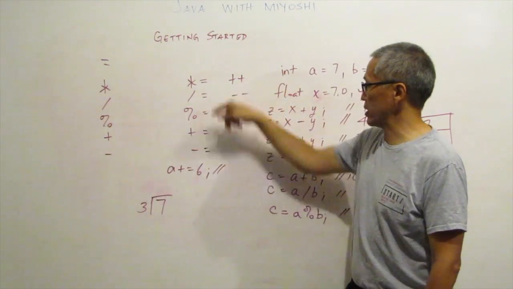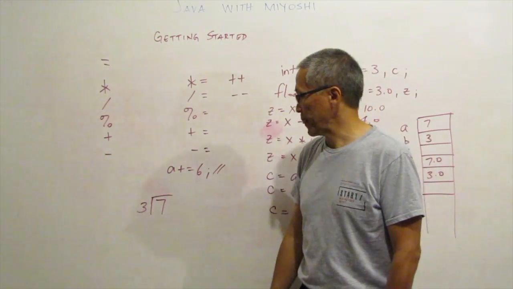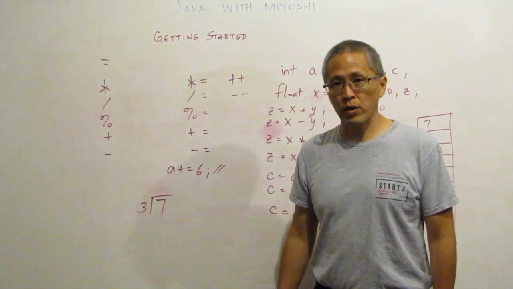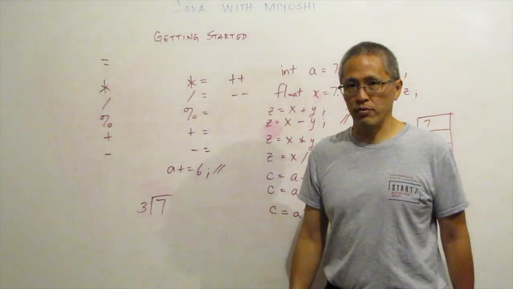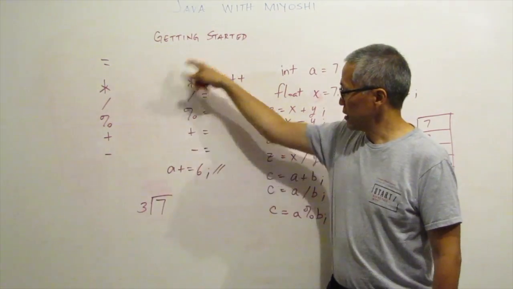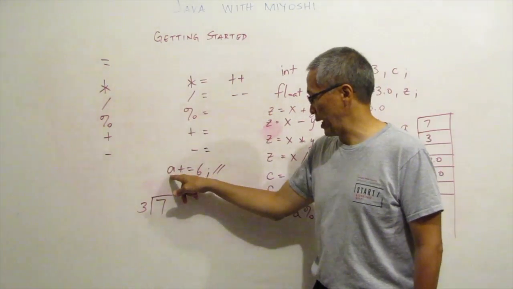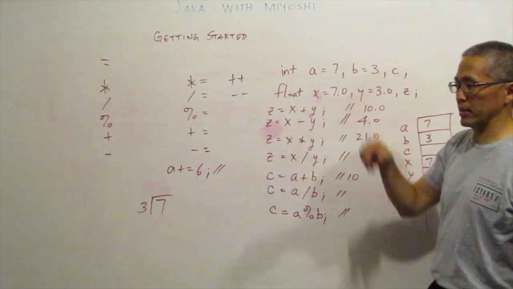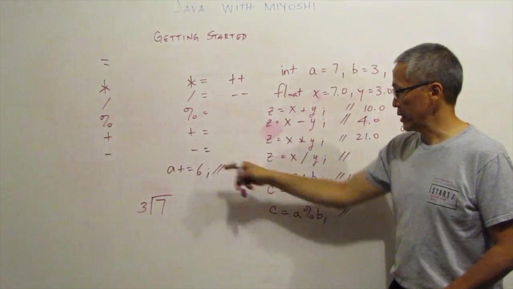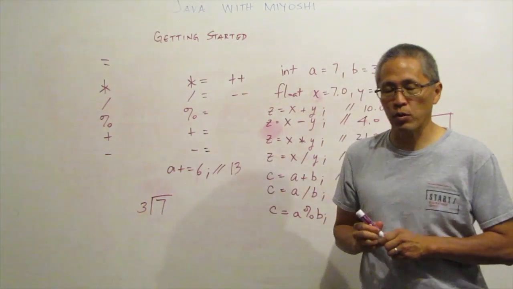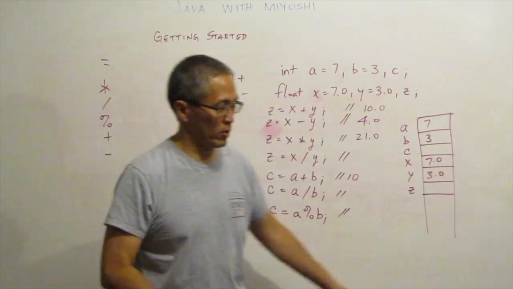Then we also have these guys here called plus plus and minus minus. What they do is take a variable and either add one to it or subtract one from it. Okay? So with these compound operators, if I have something like a plus assign the value 6, and a was set to the value 7 in the beginning, then 7 plus 6 is 13. I'm getting a little bit ahead of myself, but let's just see what happens here.